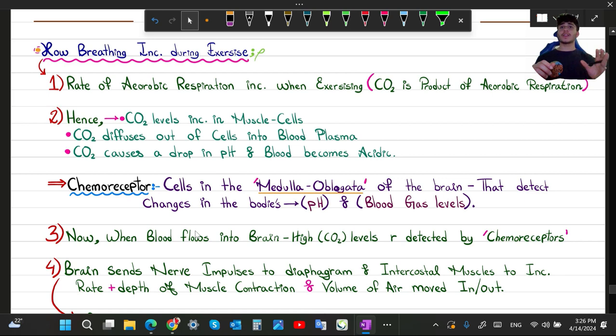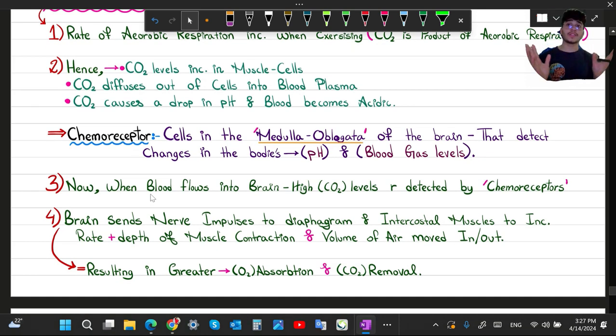How does the breathing rate increase during exercise? So first, the rate of aerobic respiration is increasing when exercising because CO2 is a product of aerobic respiration. During exercise, we need oxygen and we excrete a lot of carbon dioxide. This is aerobic respiration. Carbon dioxide is being released. Hence, carbon dioxide levels in the muscle cells are going to increase. Carbon dioxide diffuses out into the blood plasma, and carbon dioxide will cause a drop in pH, making the blood acidic.